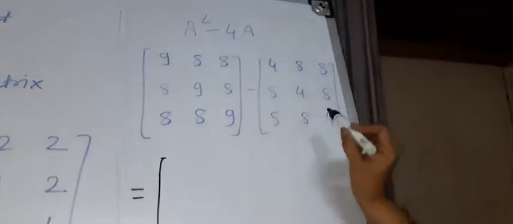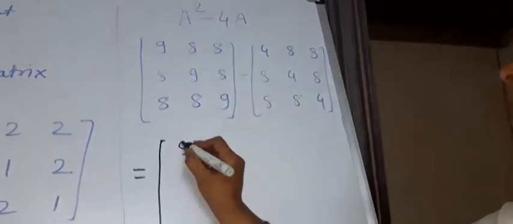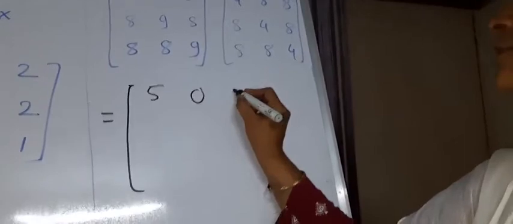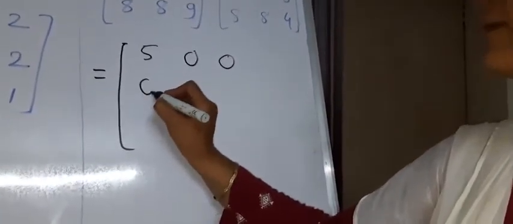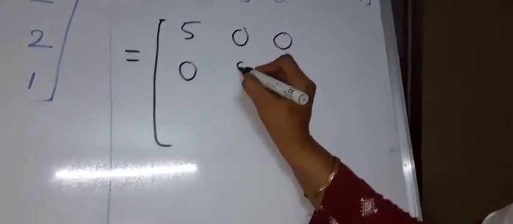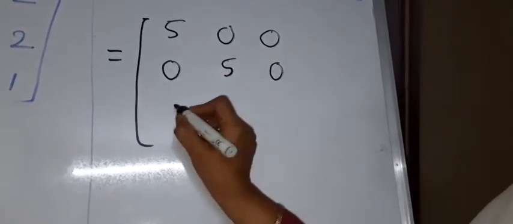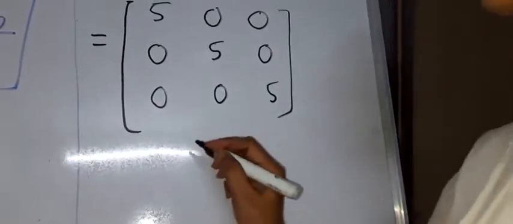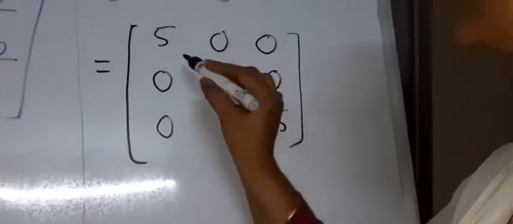Now A square minus 4A. A square will be like this: 9, 8, 8 and so on, and 4A will be this. Now subtract this. 9 minus 4, that is 5. 8 minus 8, 0. Similarly here 8 minus 8, 0. 9 minus 4, 5, 0, 0, 0, 5. So this is a scalar matrix and this we have to prove, because in a scalar matrix the diagonal elements are the same and non-diagonal elements are 0.